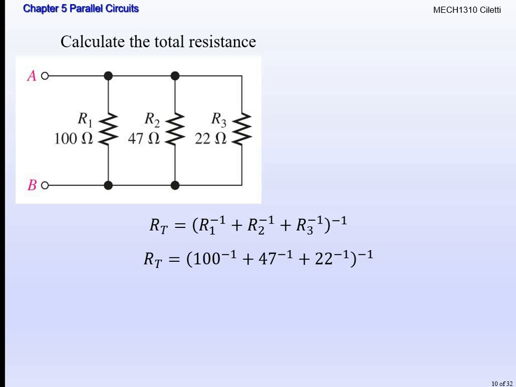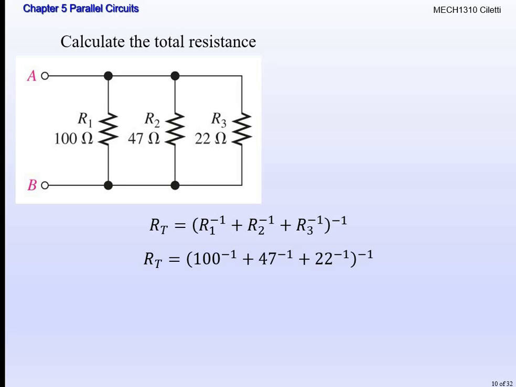Now, before we get to the final answer, a few slides back I talked about how the total resistance in a parallel circuit has to be less than the smallest resistor in parallel. So if we look at this circuit up here, the smallest resistor in parallel is 22 ohms. Okay, 22 ohms. So our total resistance has to be less than 22 ohms.